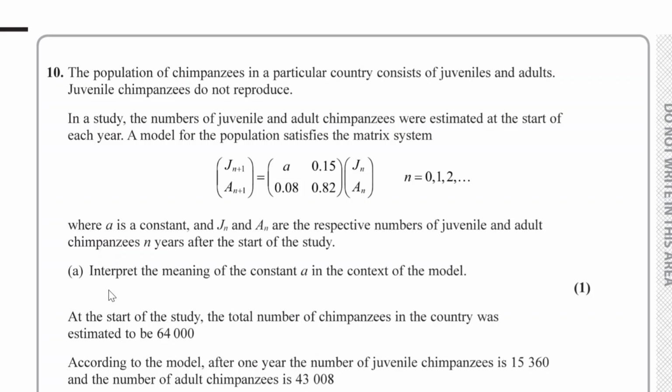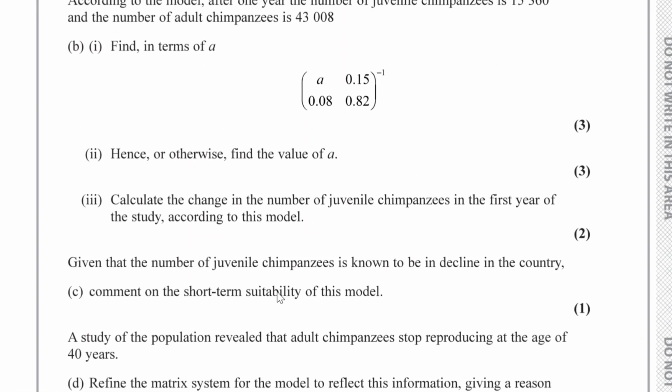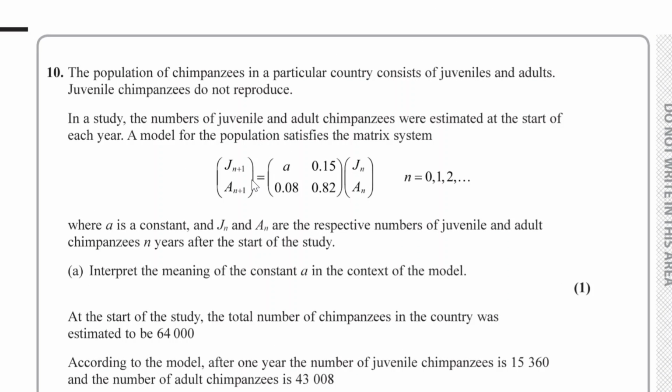For part A, we have to interpret the meaning of the constant A in the context of the model. Well, A is the proportion of juvenile chimpanzees that survive and remain juvenile chimpanzees the next year. And the reason we say that is that next year's number of chimpanzees depends on the previous year's. And all over here in this matrix, we've got numbers less than 1, so the numbers next year will be less than the previous year. And that's why we have a proportion.